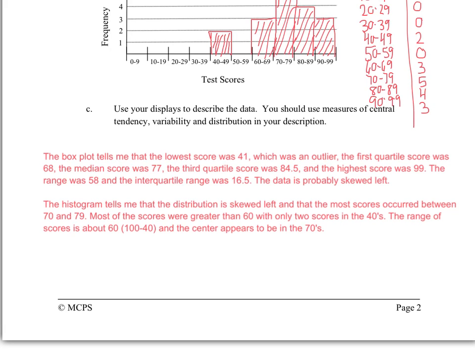The data is probably skewed left. The histogram tells me that the distribution is skewed left, and that the most scores occurred between 70 and 79. Most of the scores were greater than 60, with only 2 scores in the 40s. The range of scores is about 60, 100 minus 44, and the center appears to be in the 70s.